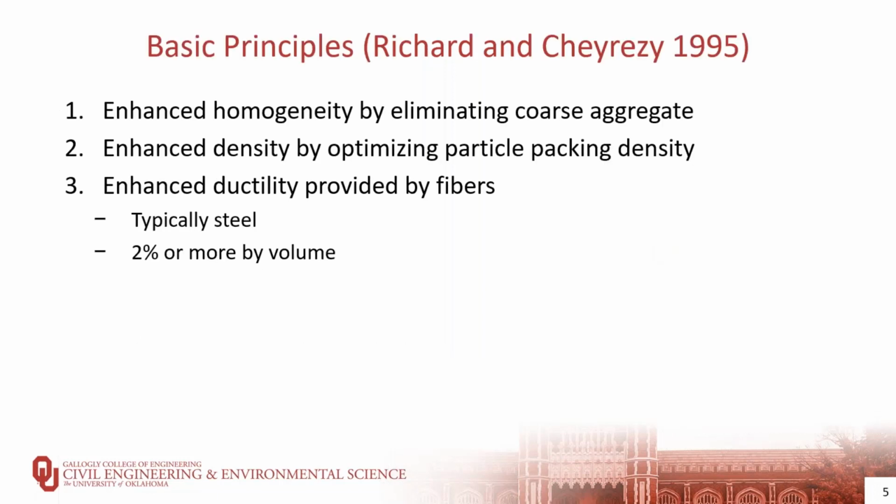In looking at creating UHPC, there are some basic principles that have been around throughout the history of UHPC development. One of those being looking at an enhanced homogeneity of the material by eliminating the coarse aggregate, enhancing the density by optimizing the particle packing density of the constituent materials, and then enhancing the ductility by providing those fibers. Again, these are typically steel, and that's mostly what we're going to cover today, and usually are incorporated at a level of 2% or more by volume.